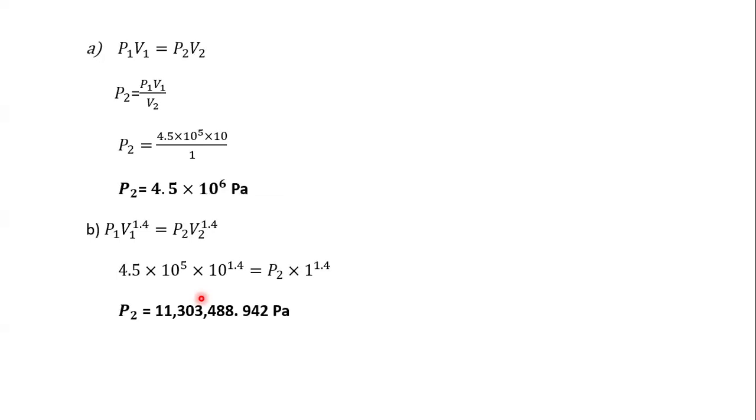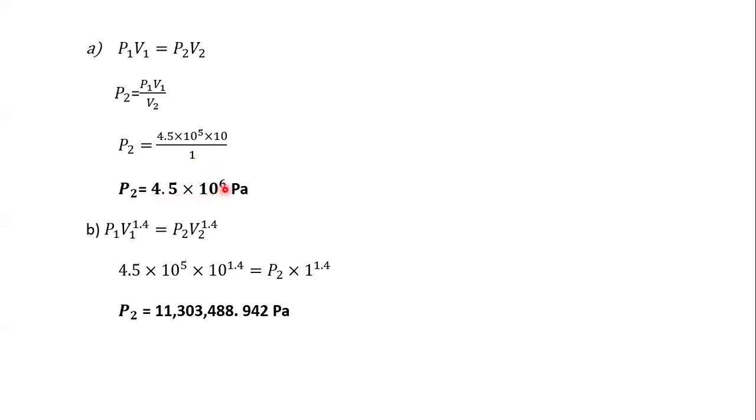Now here, first of all, we have P1 V1 is equal to P2 V2. If I make P2 the subject of the formula, I divide through by V2, then I'll have P1 V1 over V2. Having done that, I can now substitute. My P1 was 4.5 by 10 power 5. Volume 1 was 10. Volume 2, 1. So when I multiply this by 10 and divide by 1, that's the answer, 4.5 by 10 raised to power 6.